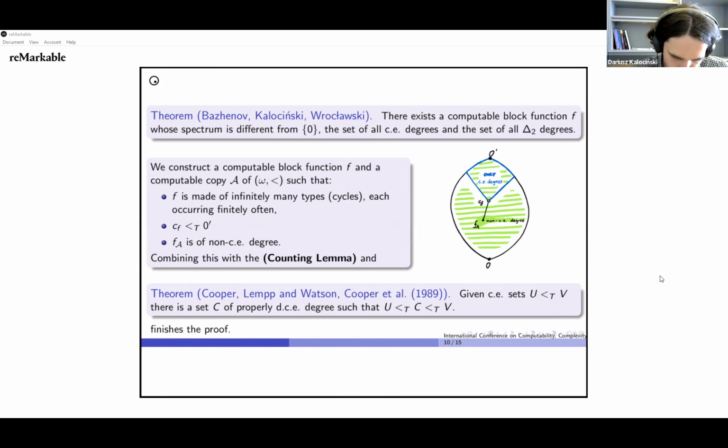This slide summarizes the main ingredients of the idea of constructing a suitable computable block function. We construct a computable block function f and a computable copy A of natural numbers with standard order, so that f is made of infinitely many cycles. Actually, each cycle occurs finitely often.